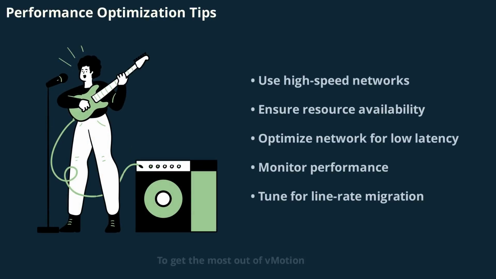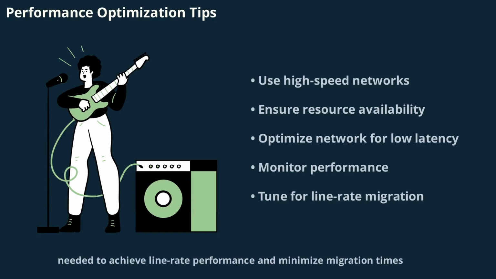To get the most out of vMotion, it's important to optimize your environment. Use high-speed networks such as 100 GB NICs to maximize migration throughput. Ensure that ESXi hosts have sufficient CPU and memory resources, and configure the vMotion network for low latency. Regularly monitor migration performance and adjust settings as needed to achieve line rate performance and minimize migration times.